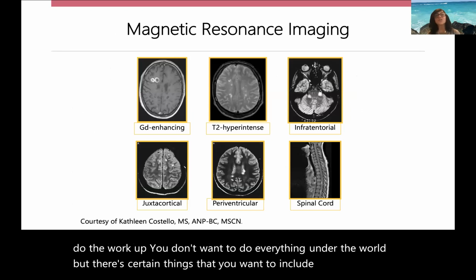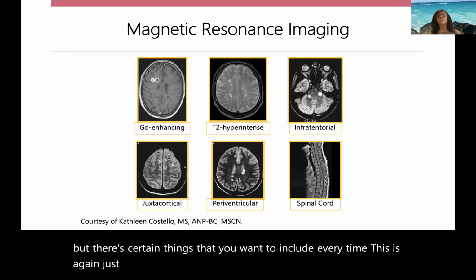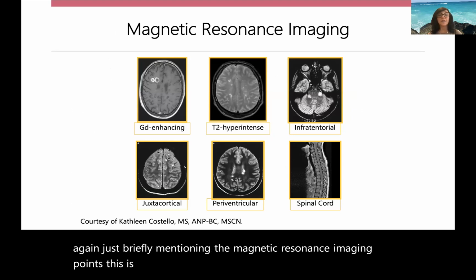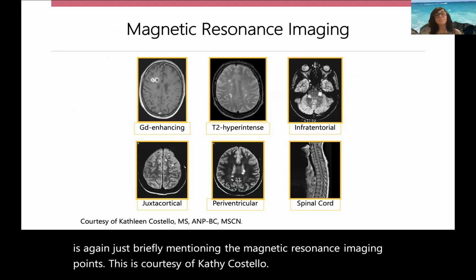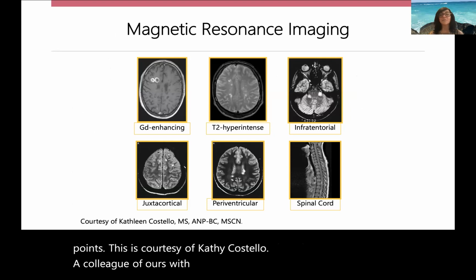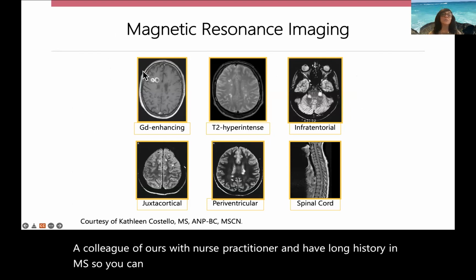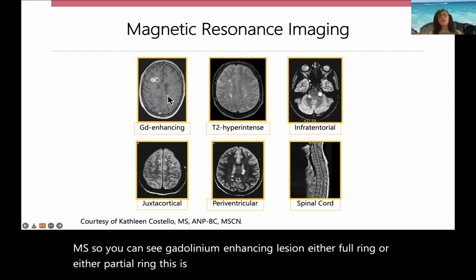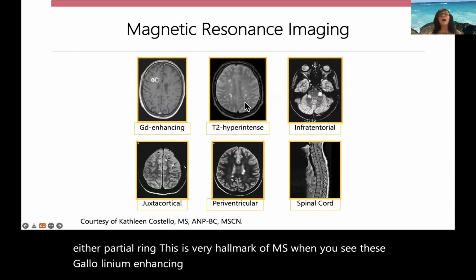This is, again, just briefly mentioning the magnetic resonance imaging points. This is courtesy of Kathy Costello, a colleague of ours who is a nurse practitioner and has a long history in MS. You can see gadolinium enhancing lesions, either full ring or partial ring. This is a very hallmark of MS when you see these gadolinium enhancing lesions. You can see T2 lesions around here.